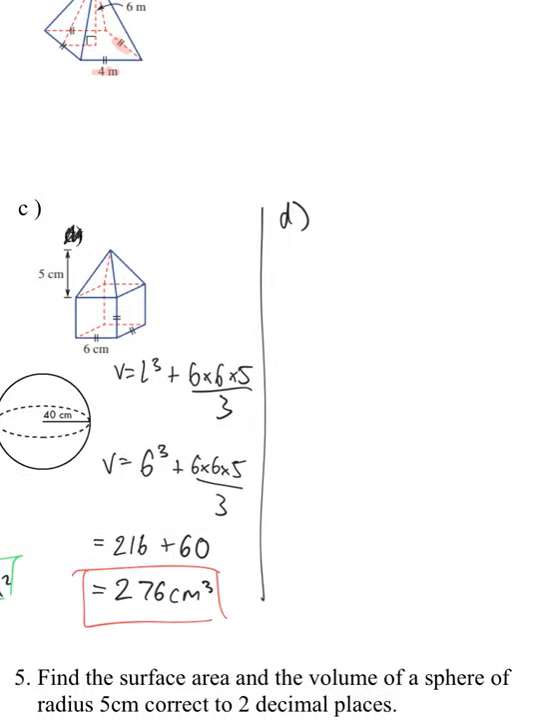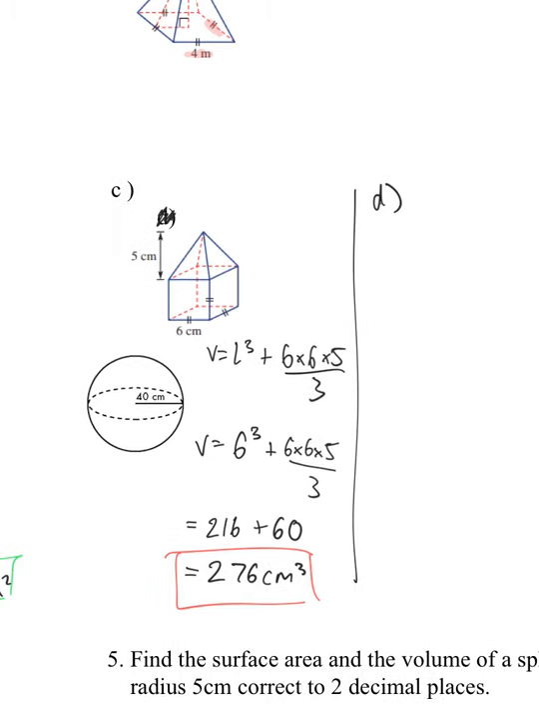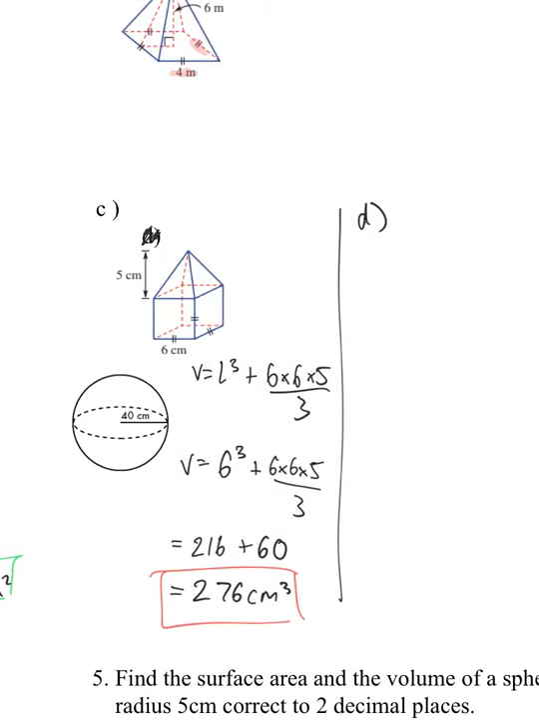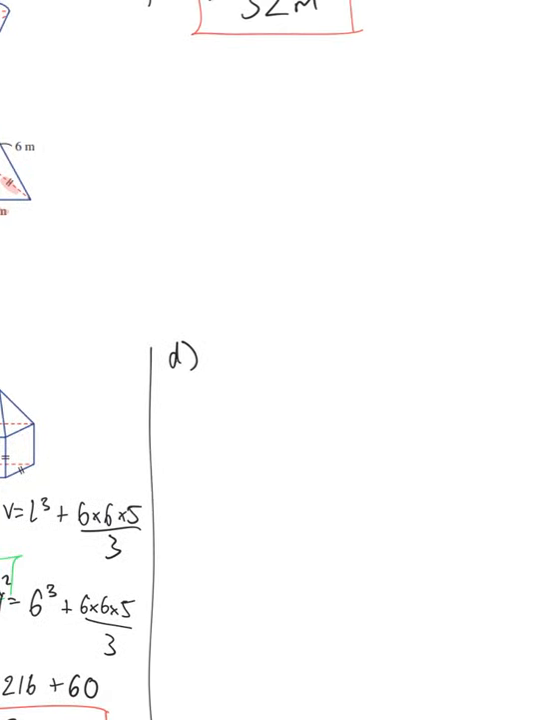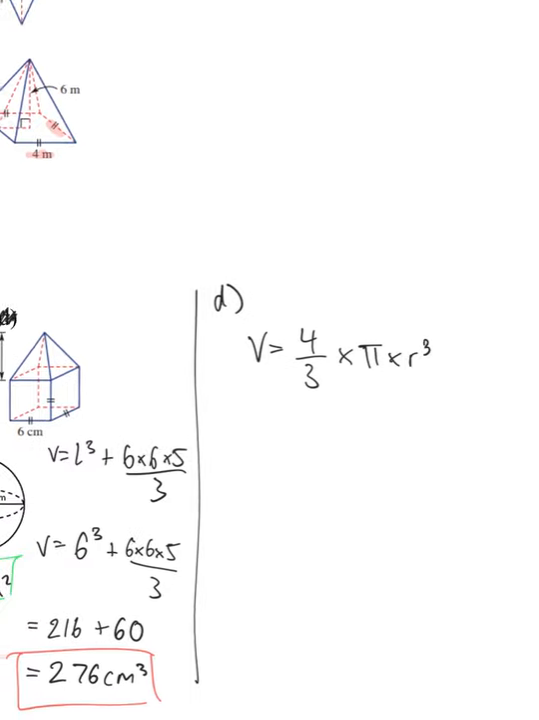Cool. Moving on, so we're going to do that sphere there. We've got its radius of 40 centimeters. Okay, so to find the volume of a sphere, which you guys will be working on this week, it's 4 on 3 times pi times radius cubed. Okay, and we did have our radius.